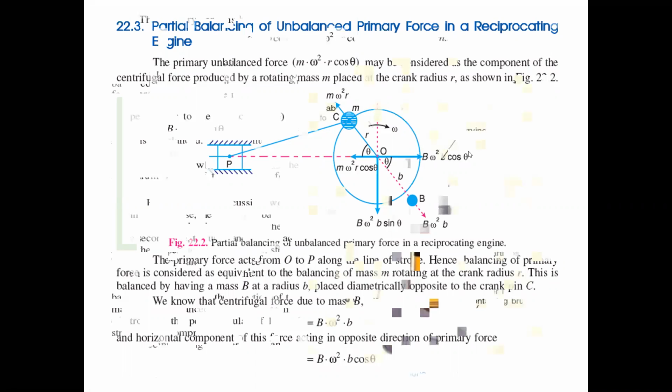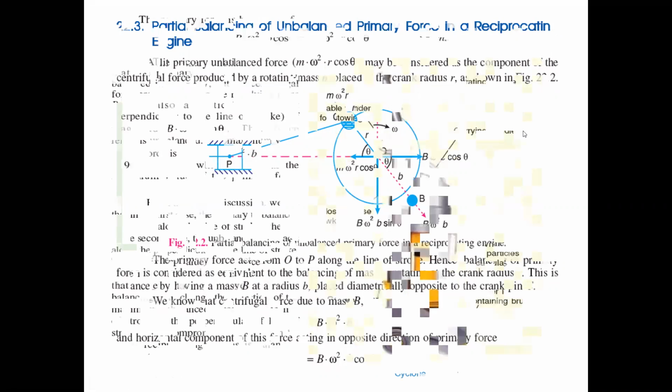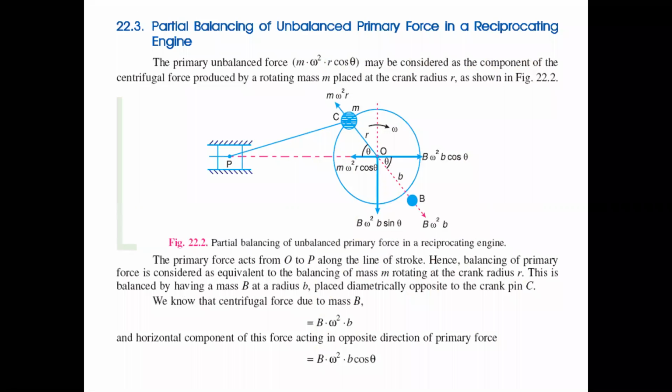In this, observe that the primary unbalanced force is already known. That is m omega square r cos theta, already known. Now observe the reciprocating engine mechanism and what forces are there. It is a single slider crank chain mechanism. Just observe that.